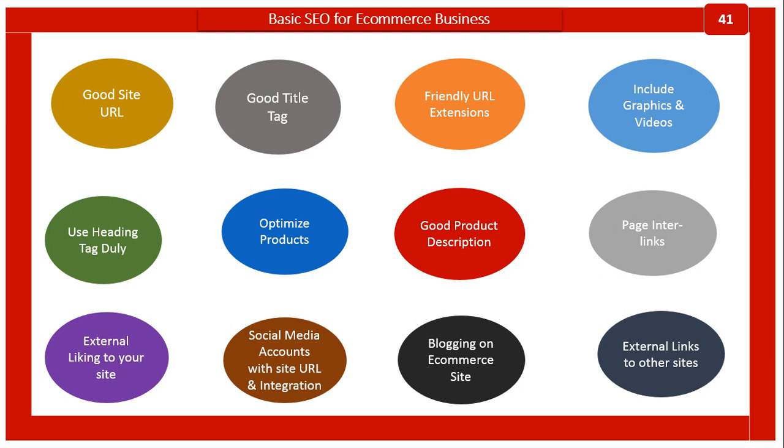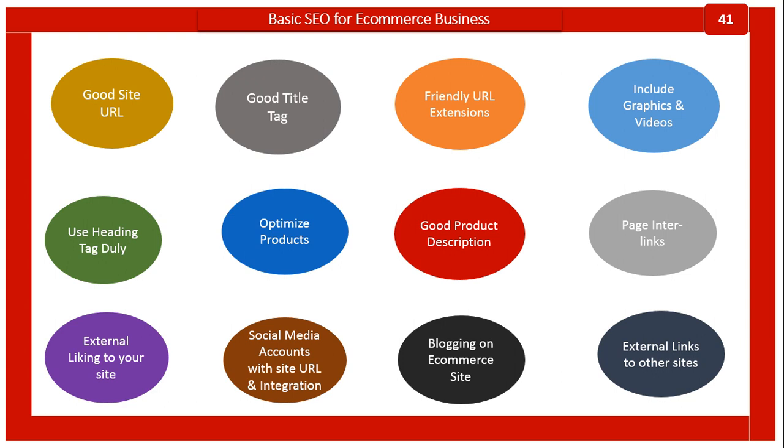The next one is to get friendly URL extensions for all your products. On your e-commerce site, all products on it have URL extensions. That is www.yourstorename.com slash maybe product slash the product name. You need to get a friendly product name that people can easily remember, people can easily search for, and that can also increase the SEO search for the products when people Google it.